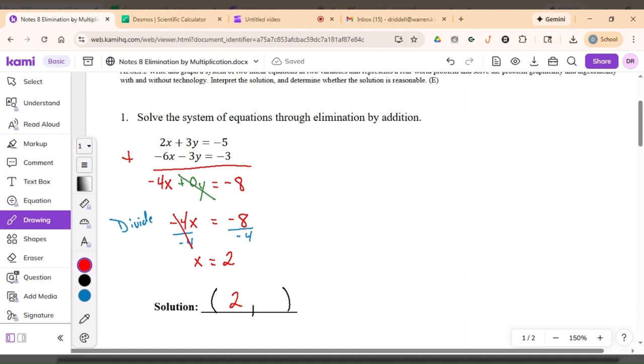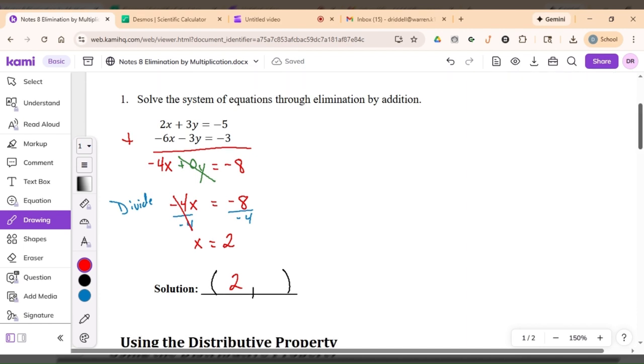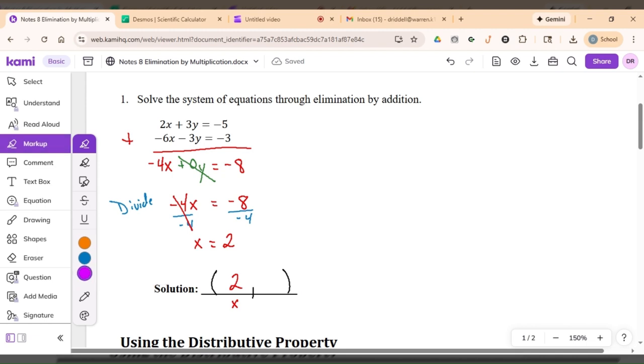Okay, so now we know what x is. We still need to find y. So we've got this 2. To find y, what we're going to do is we're going to use our answer, right? So we've done this before, and we go back to one of the two equations. We can either use the first or the second equation. You got two of them.